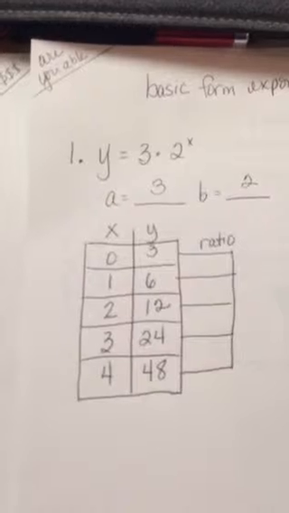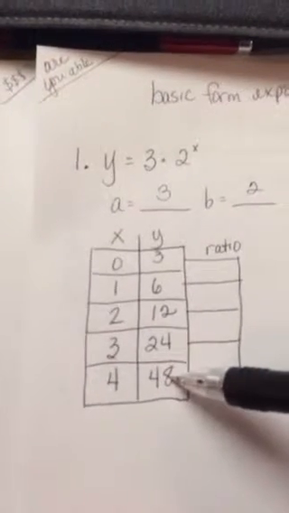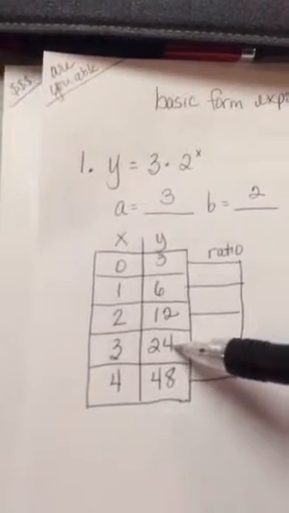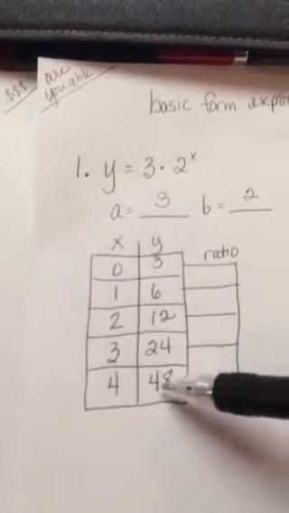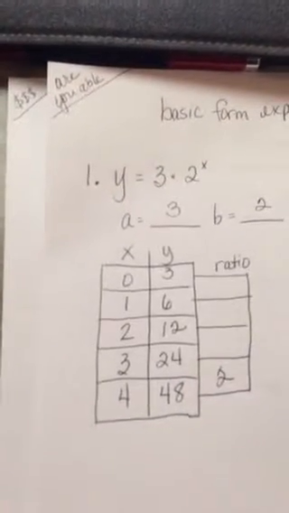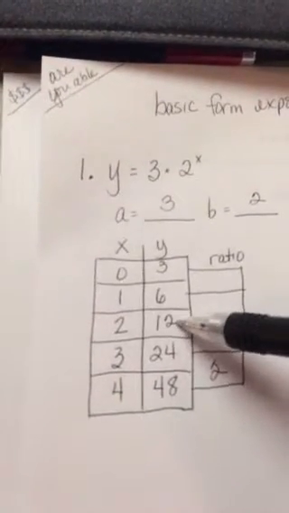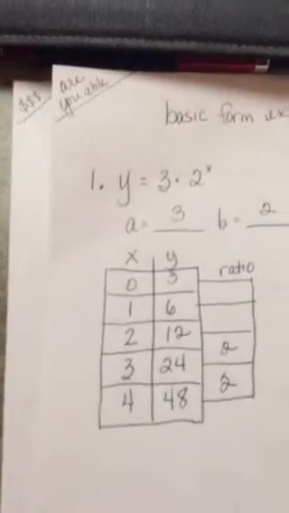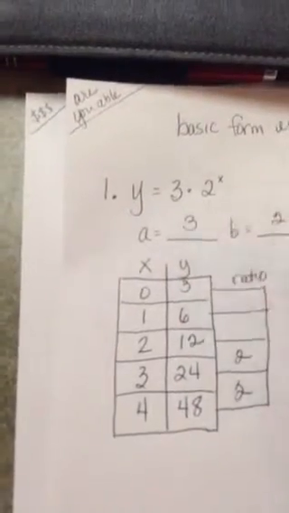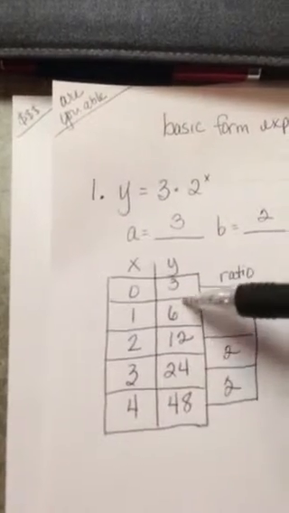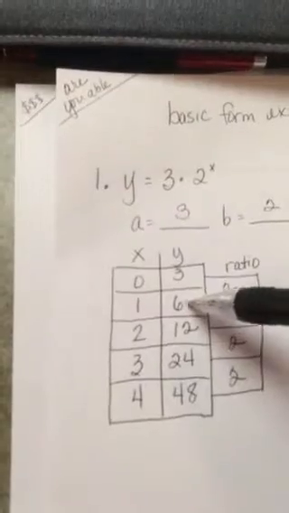So what we need to do is figure out the common ratio in this table right here. When you're finding the common ratio, you take the y value and divide it by the previous y value. So 48 divided by 24, that's a 2. 24 divided by 12, that's a 2. Another way to think about it is to go down the table. How do we get from 3 to 6? Well, we multiply by 2. How do we get from 6 to 12? We multiply by 2.